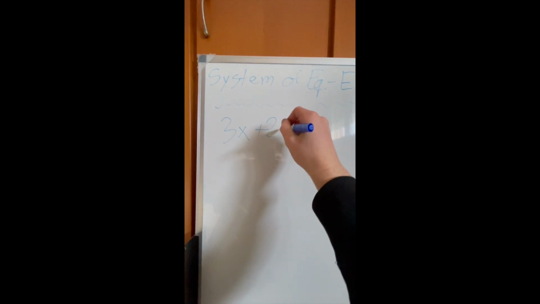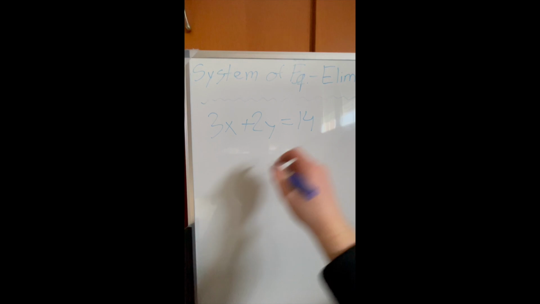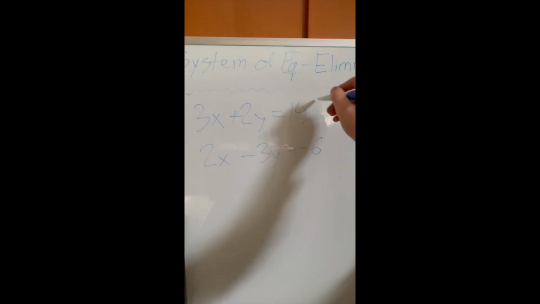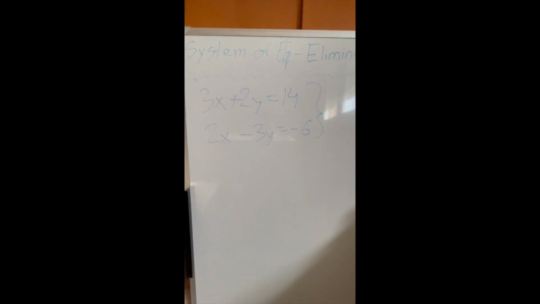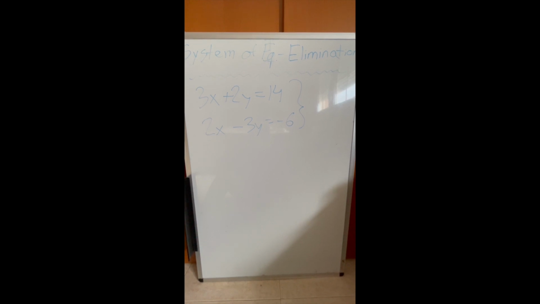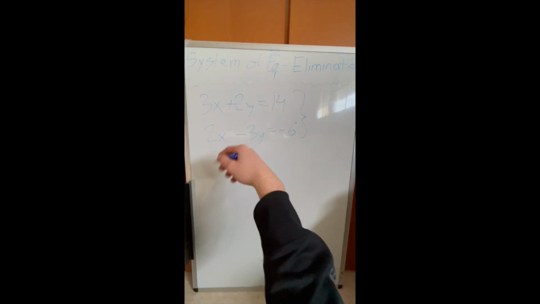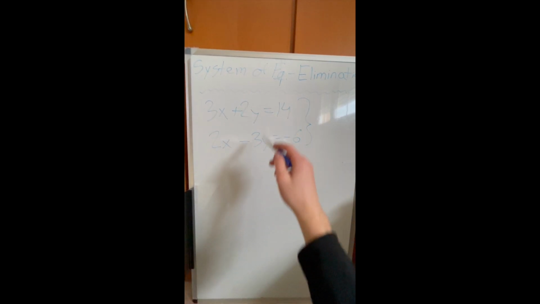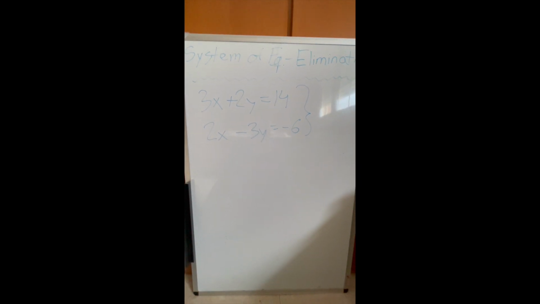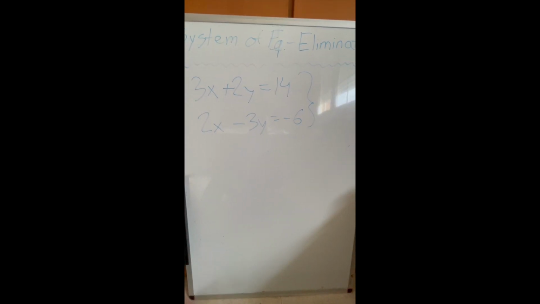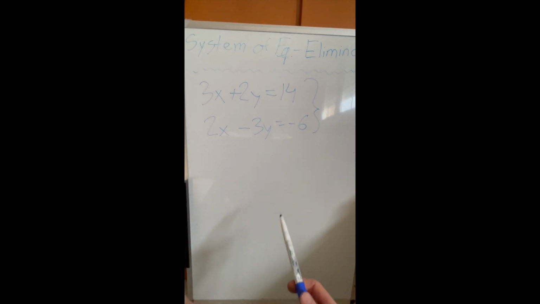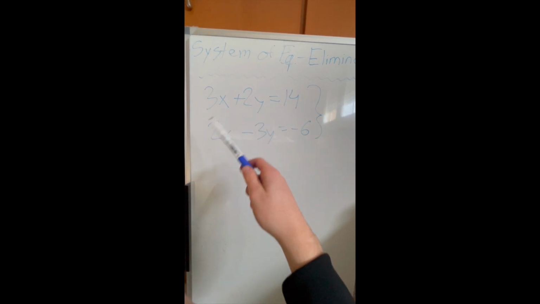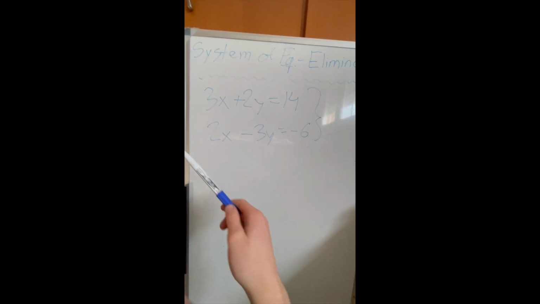3x plus 2y equal to 14, and 2x minus 3y is equal to negative 6. Here, unlike the other examples that we saw in the previous video, we do not have one that we can immediately cancel out. If we do subtraction, we're not going to get rid of x or y, as the coefficients are different. So, what we must do is multiply either of the equations or both in order to obtain the same coefficients. Here, we can multiply one side by 2 and the other one by 3, for example.